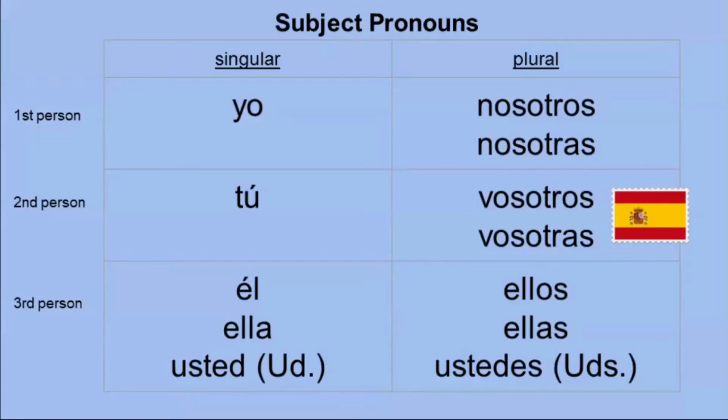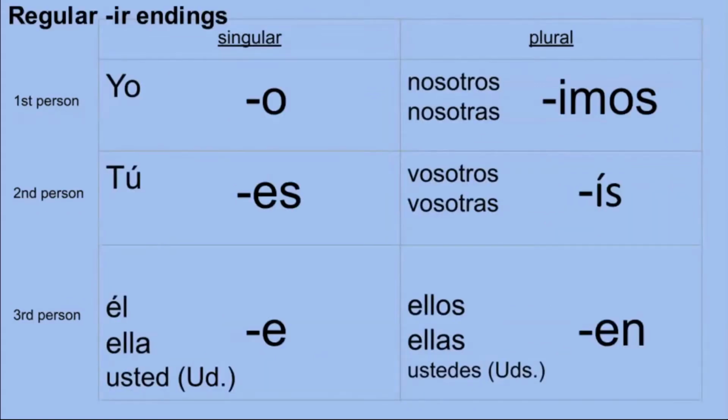Here's a chart with the subject pronouns. If you're not familiar with these, make sure to check out our videos so that you can be familiar with this and learn how it helps you in your conjugations. These are the regular IR endings for the regular IR verbs in the present tense.